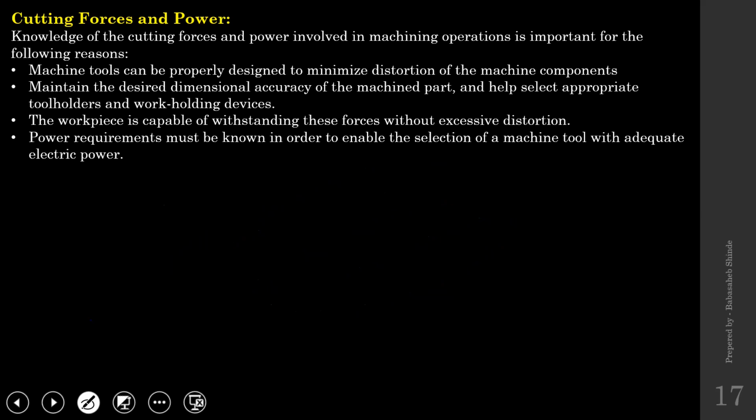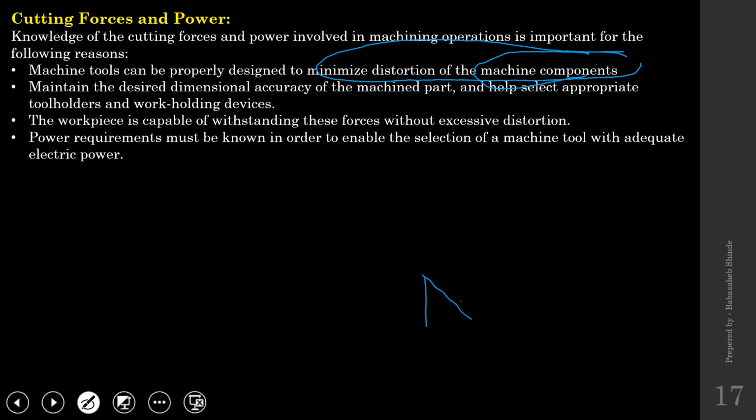the machine tool can be properly designed to minimize the distortion of machine components. So we know that during metal cutting, the forces are going to be generated, and the magnitude of those forces should not be large enough to distort the machine tool itself.